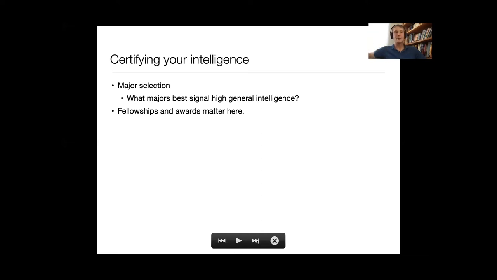So what are some of the signals that you can acquire to convince somebody that you're one of the smartest people in the room? One of the things you can do is choose a hard major and excel at it, right? You can think about what are the majors that are the best signals of high general intelligence. If you hear that somebody's a neuroscience major or a physics major, ooh, that person must be really smart, right? Okay. Fellowships and awards matter here, right? A lot of the same kind of gold stars that you needed to earn in high school to get admitted to USC are the same kind of gold stars that help you get hired in the corporate recruiting rounds for consulting or something like that, and that help you get admitted into law school.